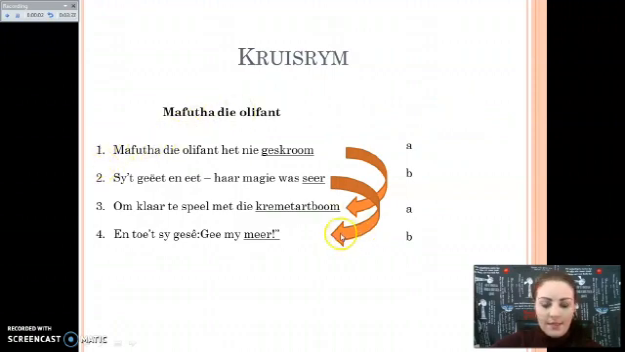I've used the same stanza, I just mixed the lines. Line 1 ended with geskroom. Going to put an A. Line 2 ended with seer. But seer does not sound the same as geskroom. So you're going to put a different alphabet letter, B. Line 3 ended with kremmertaartboom. Now kremmertaartboom sounds the same as line 1's geskroom. So we're going to get the same alphabet letter.